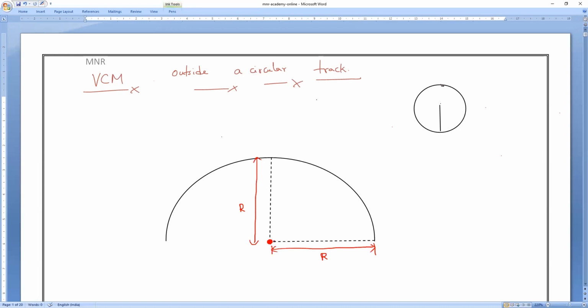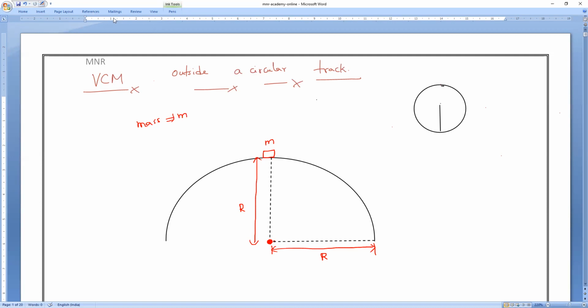Imagine the body is exactly here, exactly at the middle. Now I will teach two cases. Imagine both cases. So what is the mass of the body? Everybody, the mass of the body is M. Yes, please.